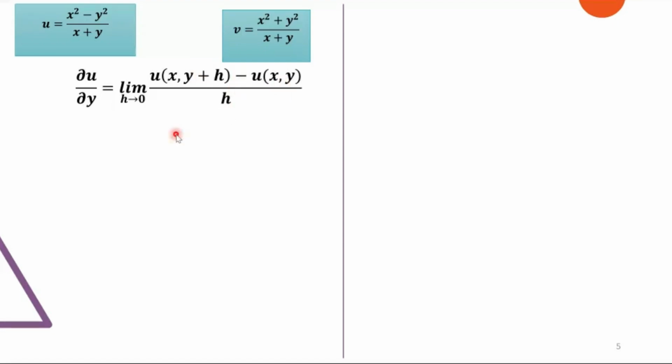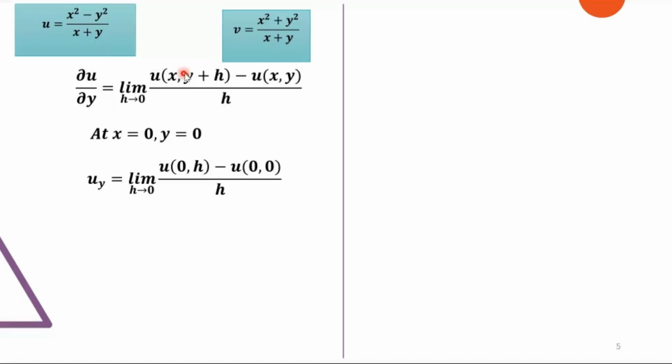Now again at the point z equal to 0, that is at x equal to 0, y equal to 0, this will reduce to limit h tending to 0, u of 0, h minus u of 0, 0 upon h. Again, this first u we have to take from the first interval where z is not equal to 0 is given, and this other u from the second interval where f of 0 equal to 0 is given. So now again, what will happen to u when x is 0, y is h?